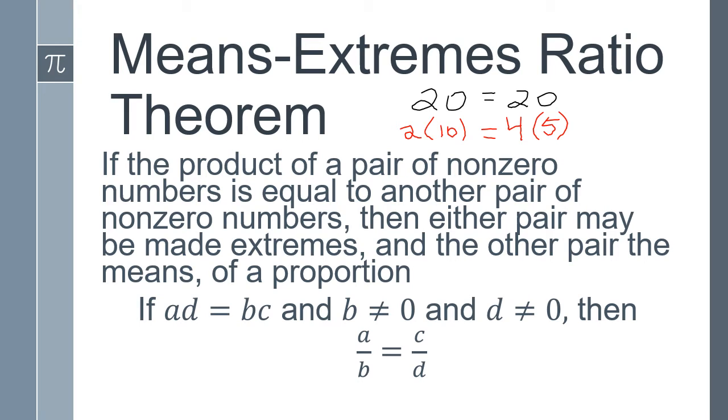Well, if you remember, it's AD times BC, right? So if I take those and I put them back in this format right here, I end up with 2 over 4 equals 5 over 10. Ooh, it's like magic.